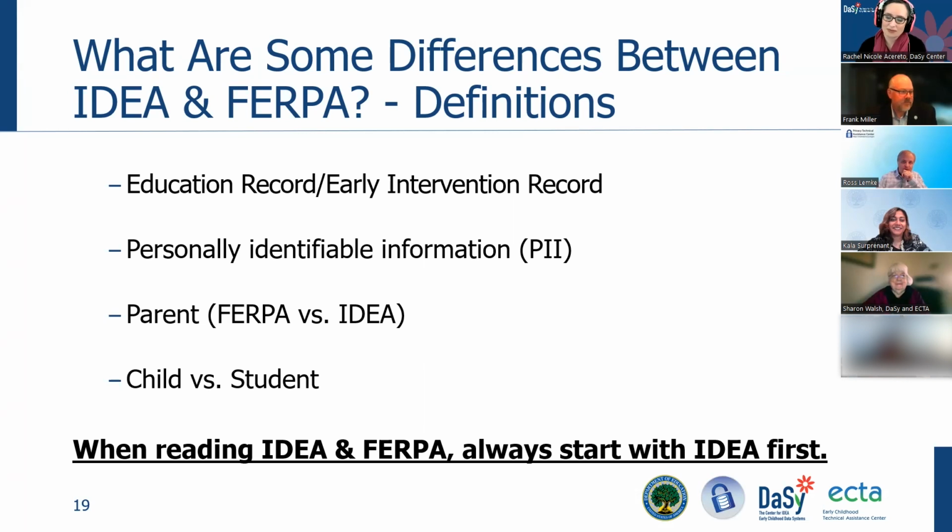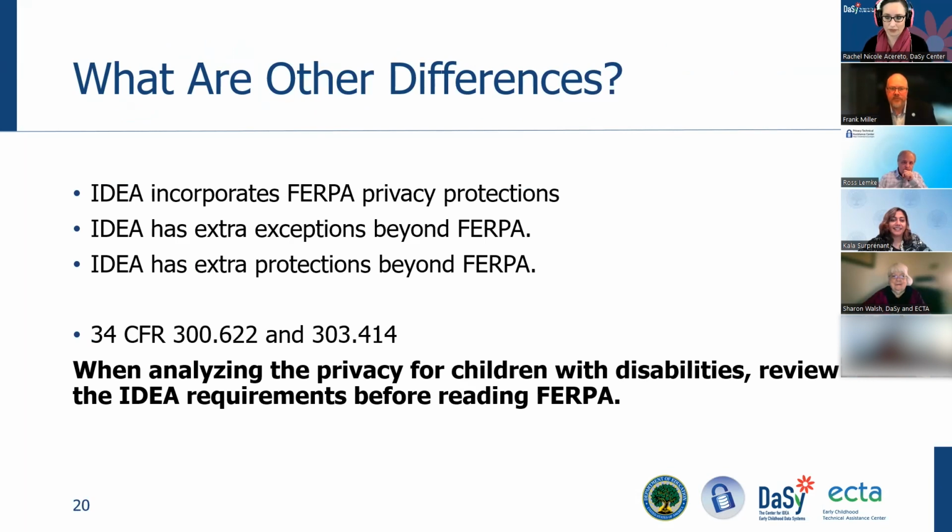So between these laws, are there any other differences that we should be aware of? Yeah, IDEA incorporates FERPA's privacy protections and exceptions, but IDEA has additional exceptions, both under Part B and under Part C, beyond FERPA. For example, we have that early childhood transition opt-out, a complicated piece that we're going to talk about in our scenario later. So always start with IDEA first, because there are additional protections, additional requirements, and additional exceptions beyond FERPA. I am not going to let you say it this time, Frank.